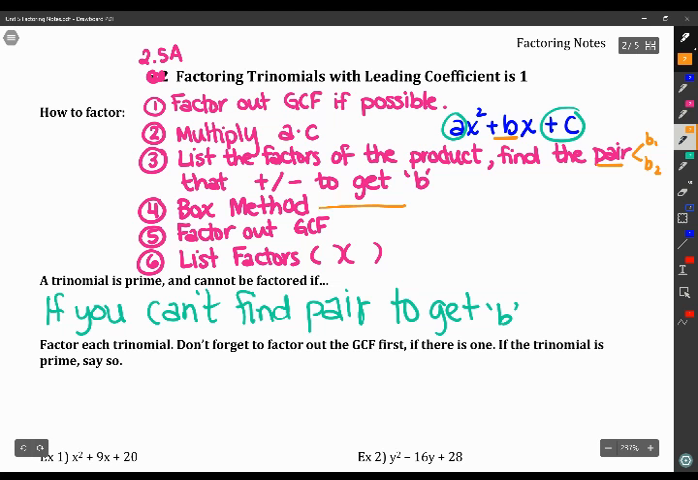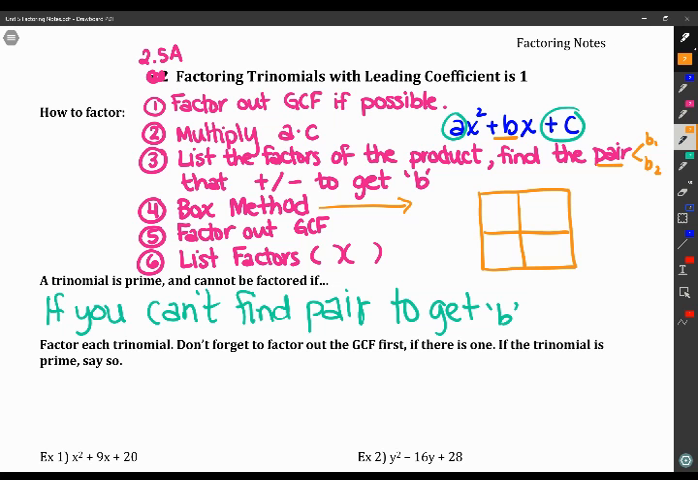When I talk about the box method, we're doing the opposite of what we did with multiplying. Before, we put our factors on the outside of parentheses. Now we're going to be putting them inside, and instead of multiplying, we're going to be dividing out. So the first term, ax squared, goes in the first box. The last term goes in the last box. And then we're going to put the pair that we found that works as b1x and b2x.